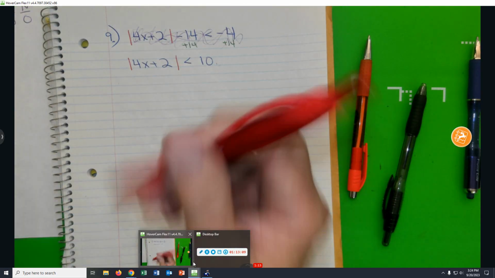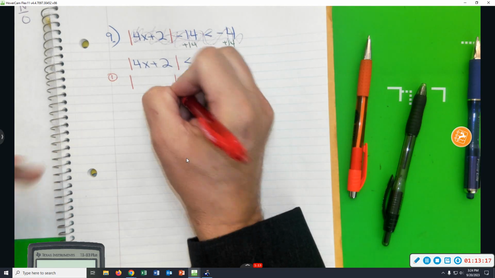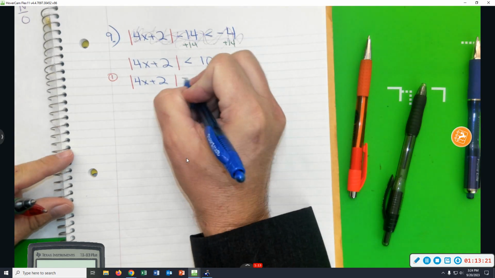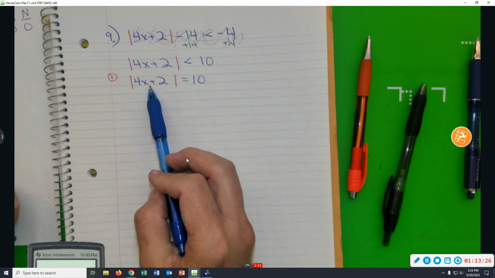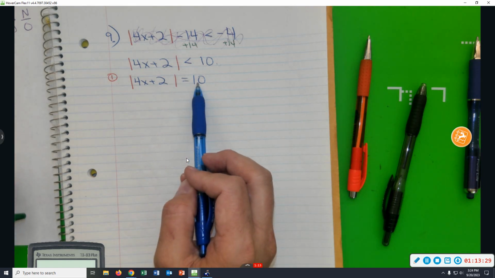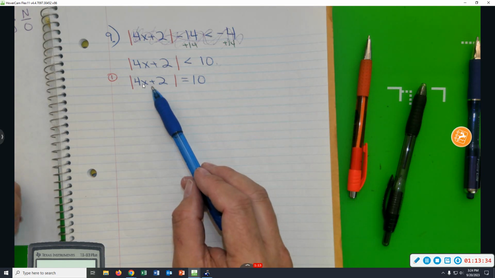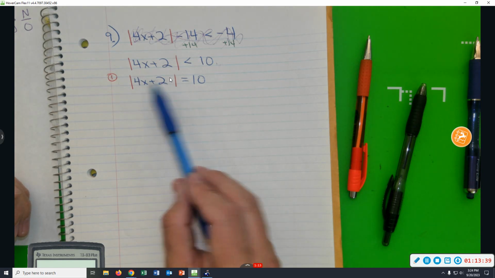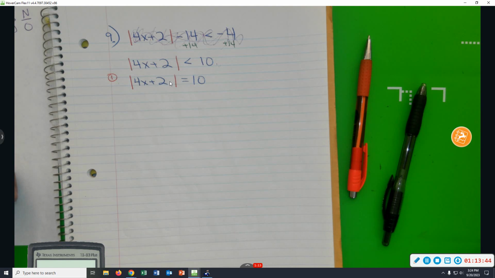So, first step, replace the inequality with an equal to, so you have the absolute value of 4x plus 2 is equal to 10. We have an absolute value equaling a positive number. You have to remember what we were doing 2 days ago. The only way an absolute value can equal positive 10 is if the step inside there is equal to 2 possibilities. What are they? I'll get them going.